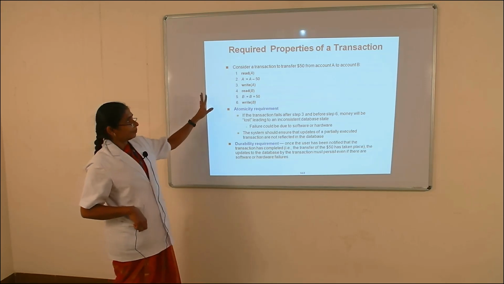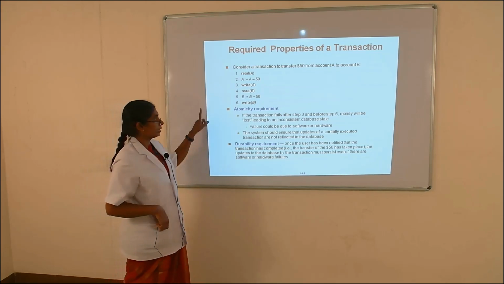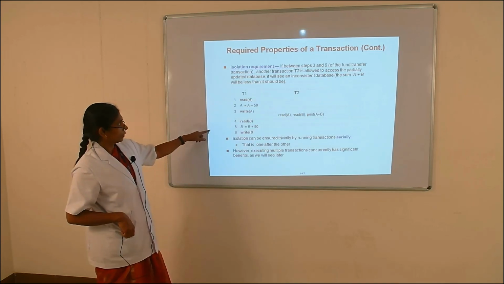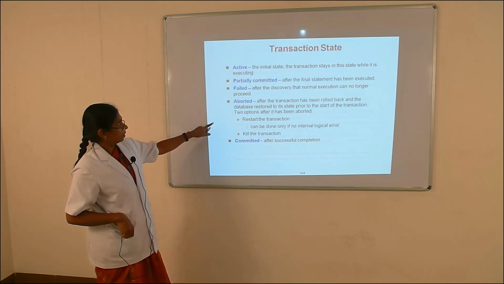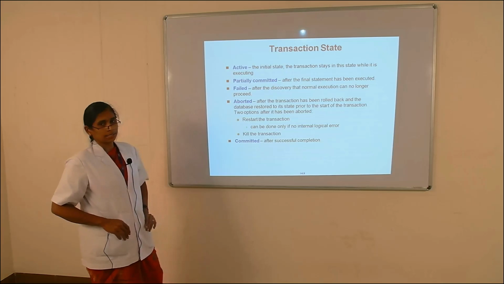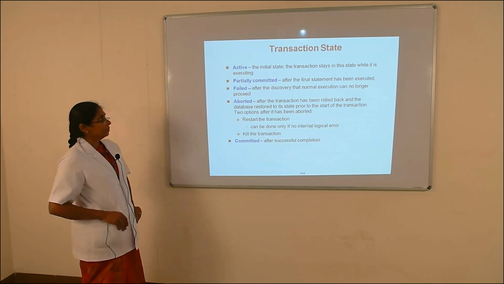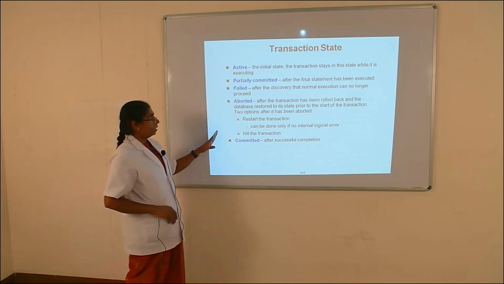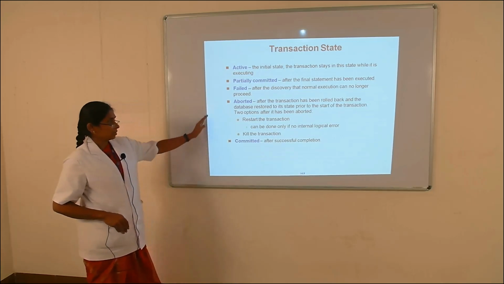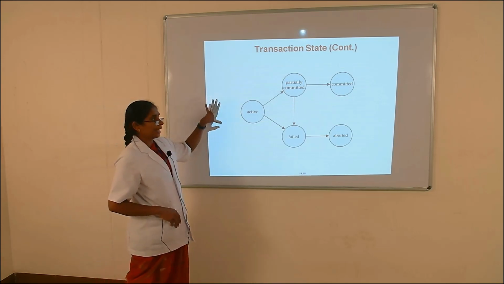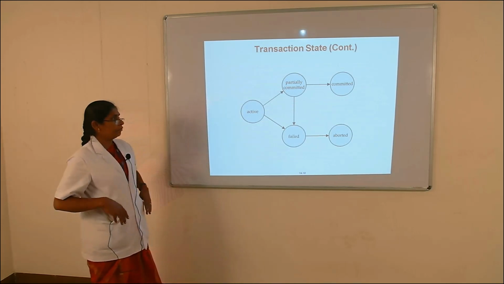So, the required properties of the transaction we already discussed. So these are all the transaction states. Okay. Transaction states are active, partially committed, failed or aborted, and committed. Next, this is the state diagram of a transaction.